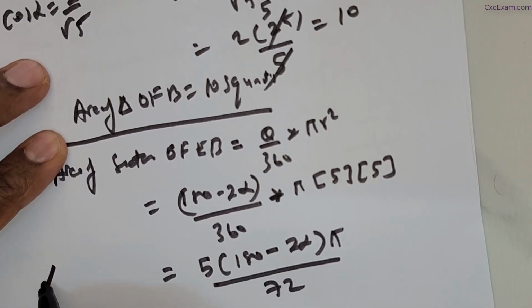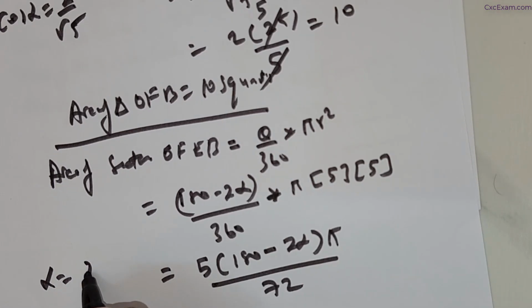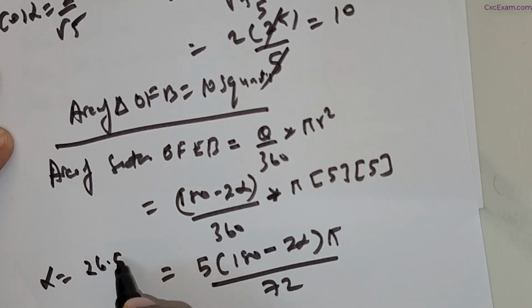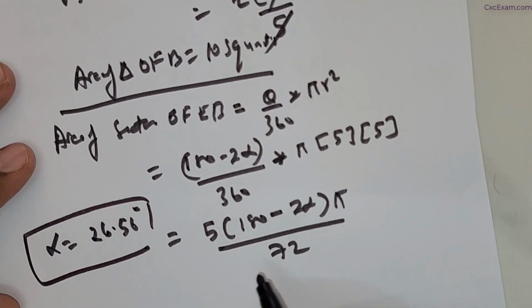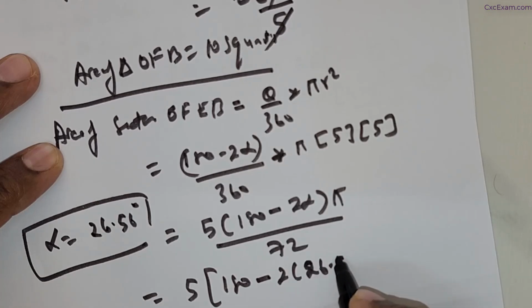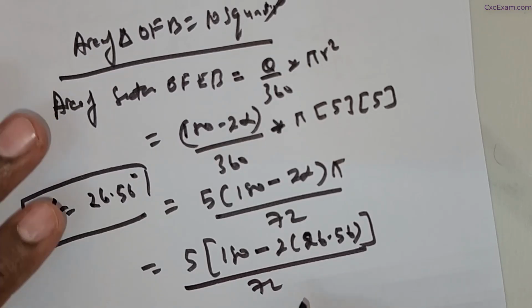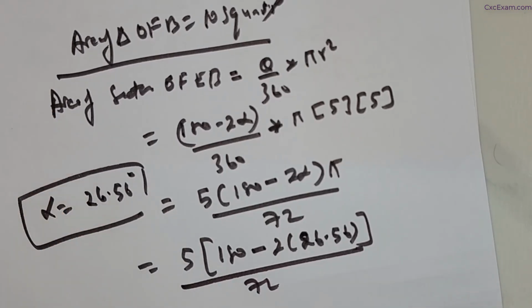Now take the value of alpha. What did we calculate? We calculated alpha to be 26.56 degrees. Now take that and substitute it here. So it's 5 times 180 minus 2 times 26.56, divided by 72. Now we have to evaluate this.